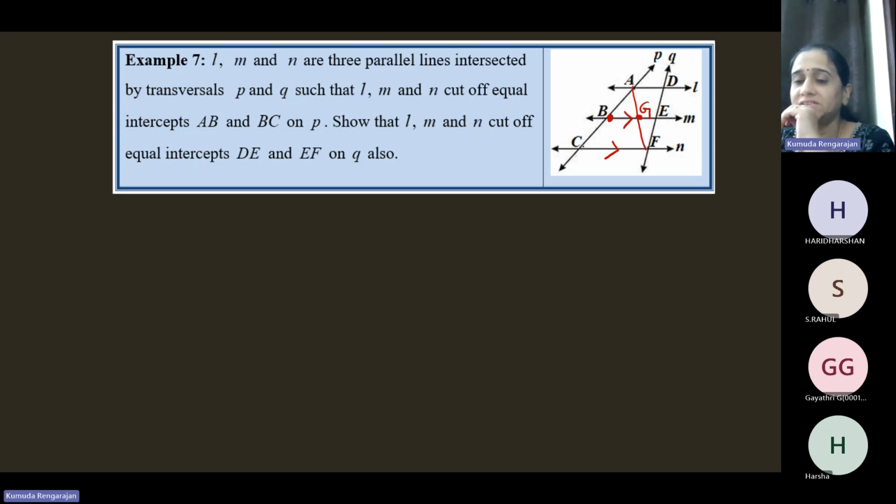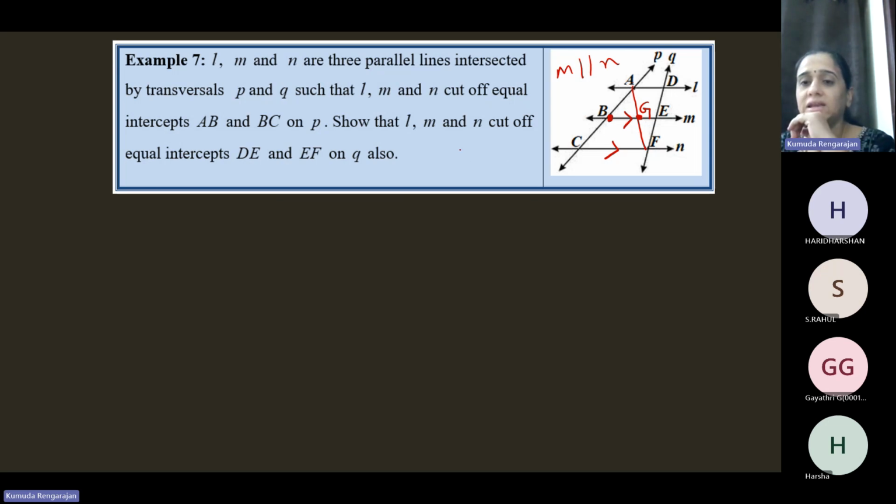Okay, in triangle ACF, B is the midpoint of AC because AB is equal to BC. And M is parallel to N. If M is parallel to N, BG is a part of M and CF is a part of N. So M is parallel to N, so BG is parallel to CF. So by the converse of the midpoint theorem, G is the midpoint of AF.